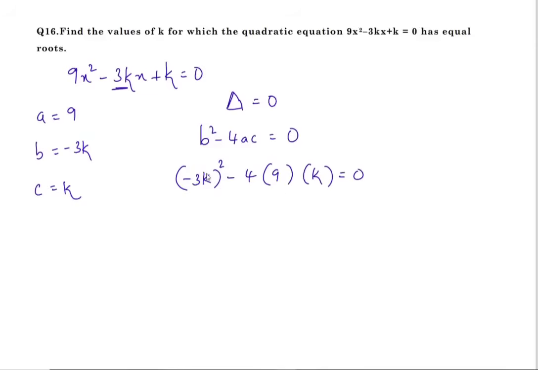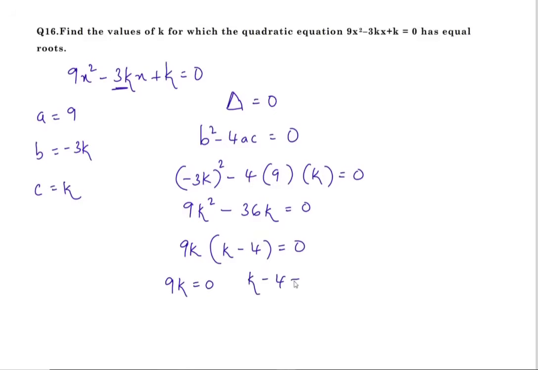Minus 3k square, 3 square is 9, k into k is k square, minus 4 nines are 36, k equals 0. What is common here? The common is 9k. If I take 9k out, what you get? 9k into k minus 4 equals 0. Now equate 9k to 0 and k minus 4 equal to 0. K equals 0 by 9 is 0, and k equals minus 4, shifting to RHS we get 4.